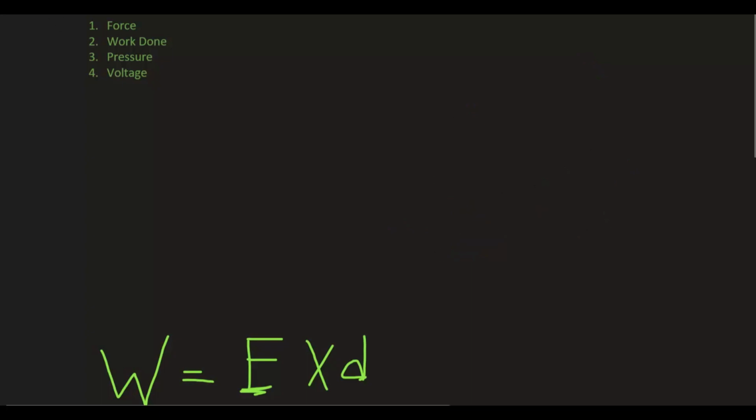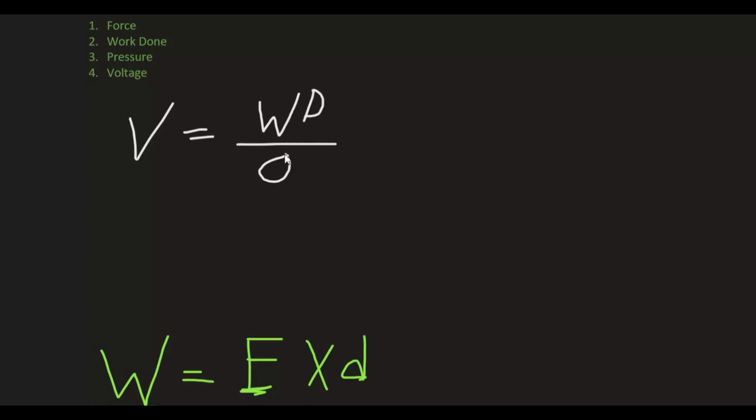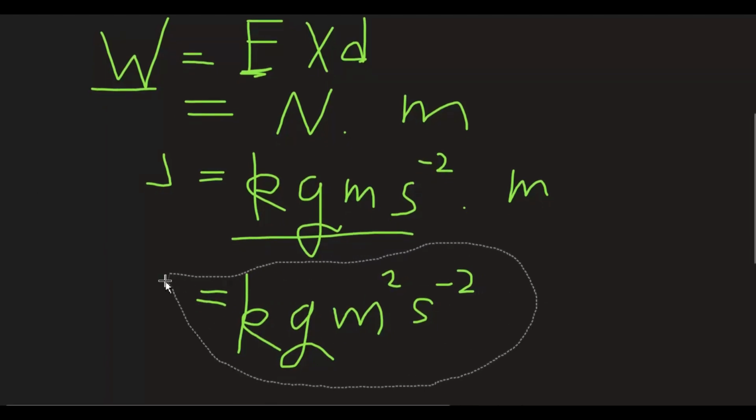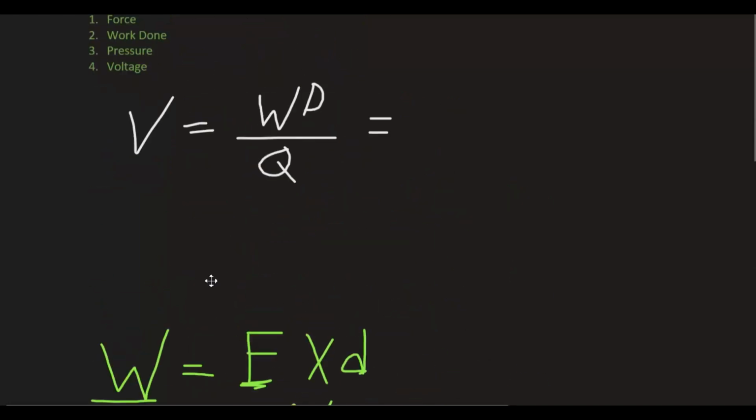Alright, so we know that voltage is work done per unit charge, right? So here we know that the SI base unit of work done is kg m² s⁻². So let's just copy this part. It will help us here.